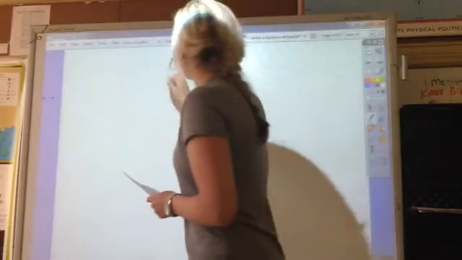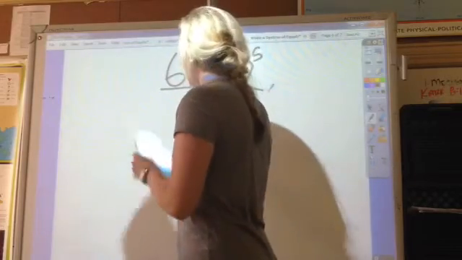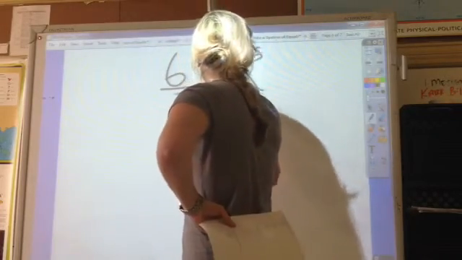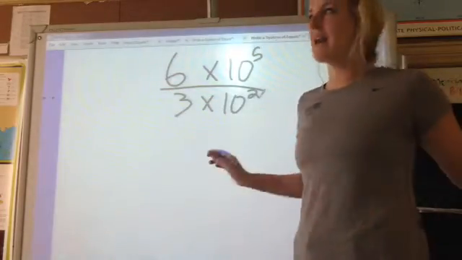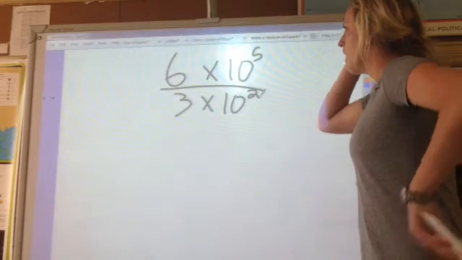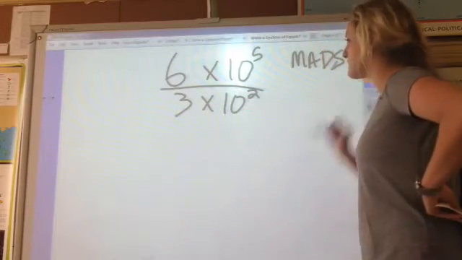Let's do an easy one for division. 6 times 10 to the fifth over 3 times 10 squared. If I'm multiplying or dividing in scientific notation, my exponents do not have to be the same. I don't care what they are. All I have to remember is my MADS rule. If I multiply, I add. If I divide, I subtract.